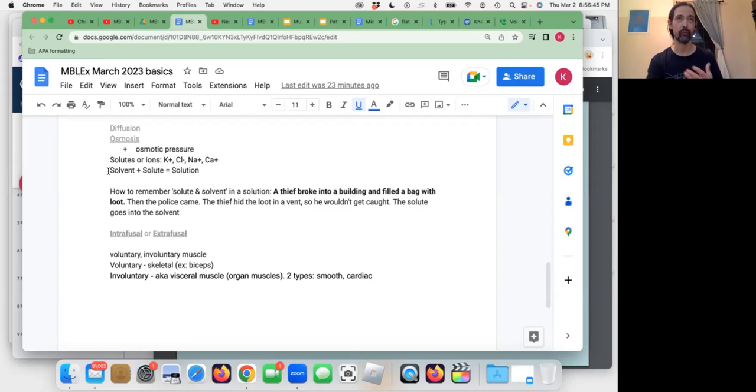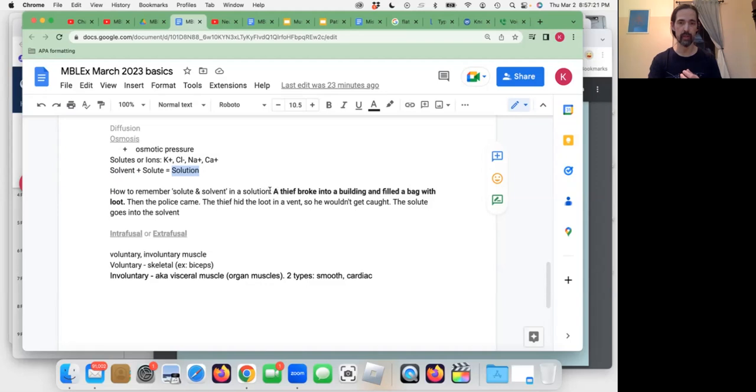Inside of fluid, inside of blood, inside of cellular fluid, inside of the water in a lake or a stream or your bathtub, there are particles such as potassium, chloride, sodium, calcium. Those are called solutes. Solutes are particles. A solvent is the liquid that the particles are inside of, and together they make a solution. Solutes inside of a solvent is called a solution.